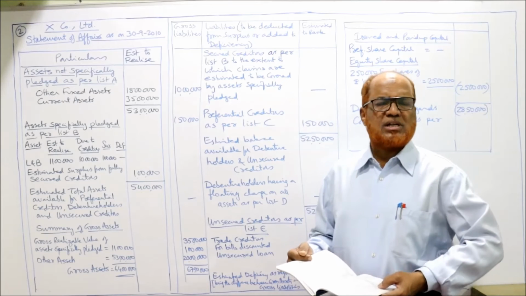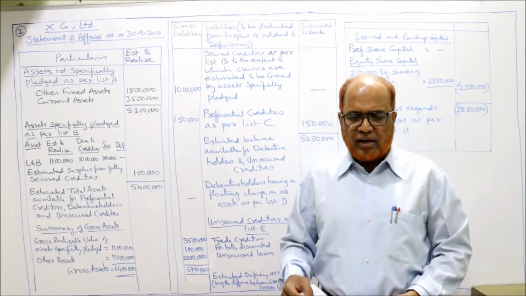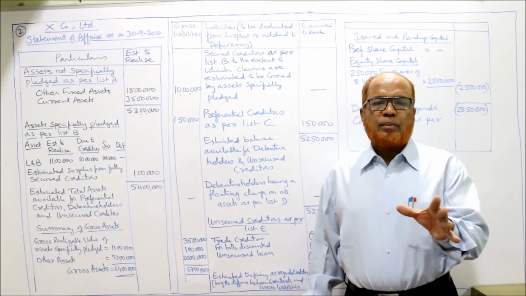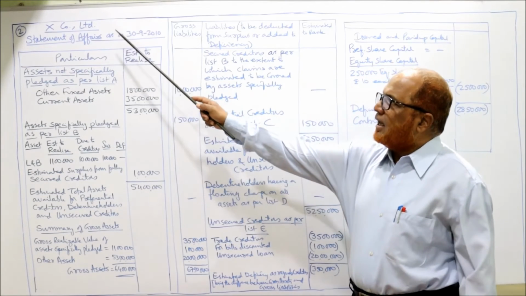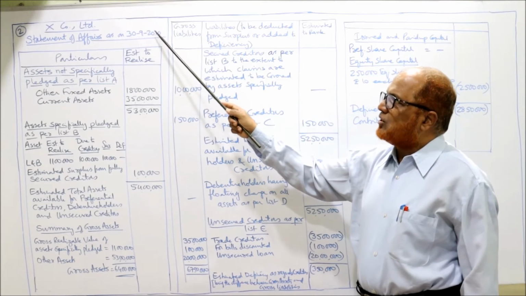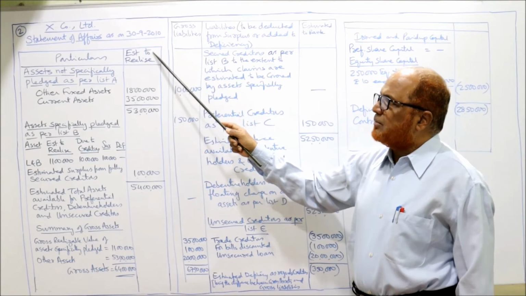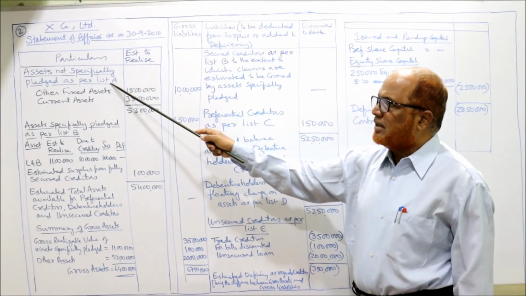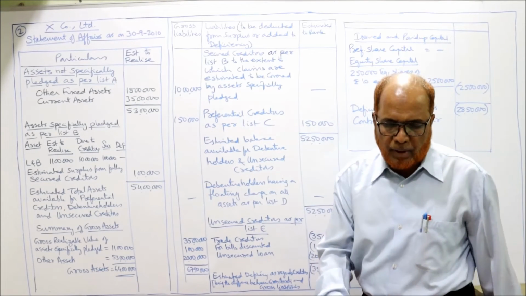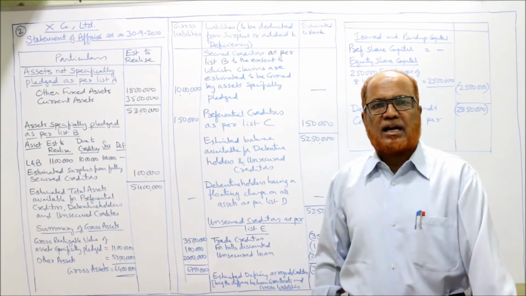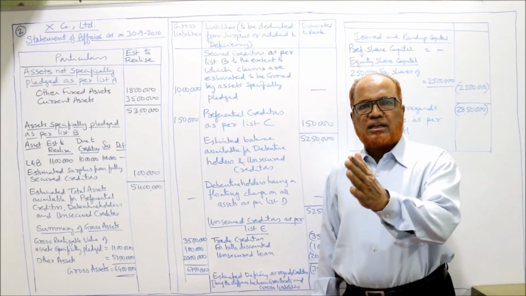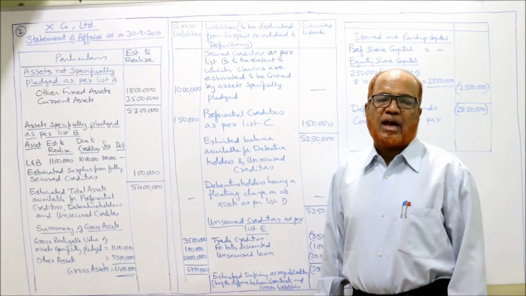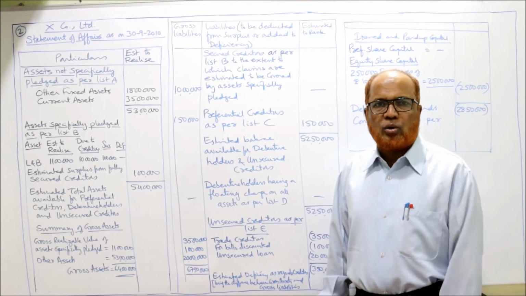Prepare statement of affairs. It's very simple. Already in the previous class, previous problem, we have seen how to make the statement of affairs. Now see here, X company limited statement of affairs as on 30th September. Particulars, estimated to realize. Assets not specifically pledged as per list A. So it is given in the problem: land and building, other fixed asset, current asset. Then P&L account is given, that is a fictitious asset, accumulated losses, that should be ignored.